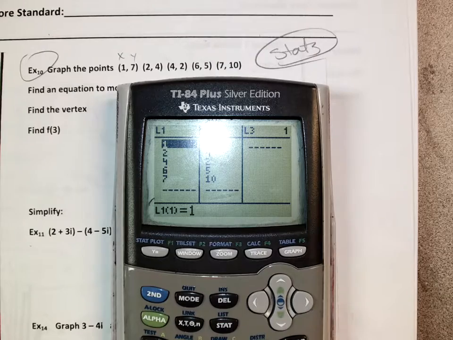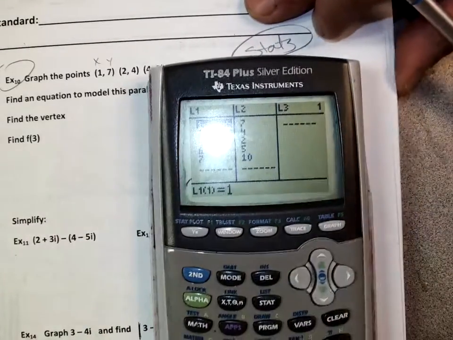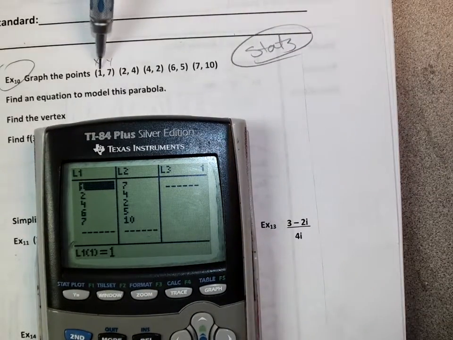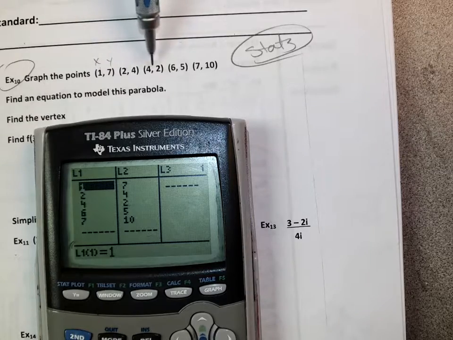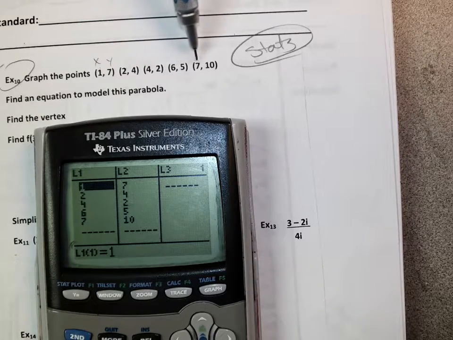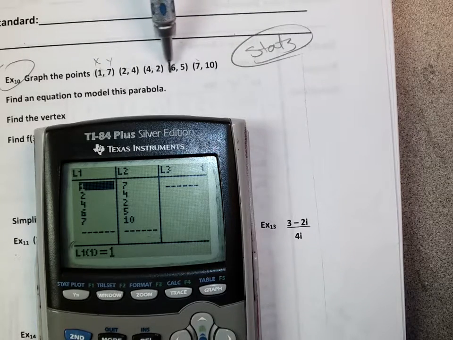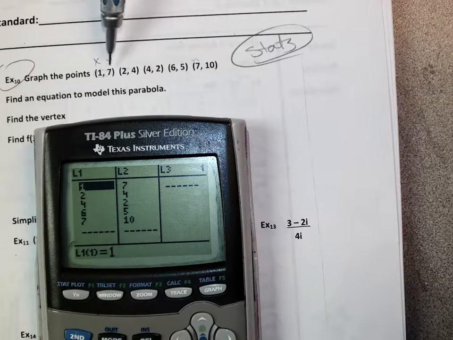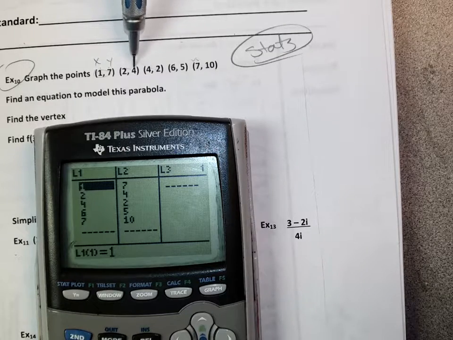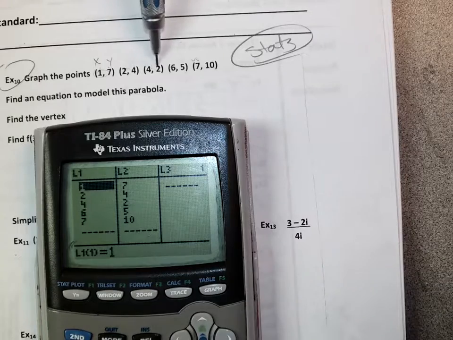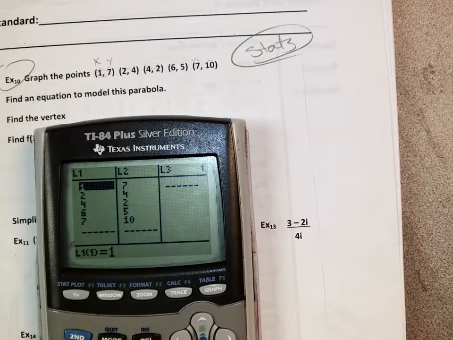So I already did this for the first period, or second period. And I just put in my list. In my list, I put the 1, 2, 4, 6, and 7. I put in those for list 1, right? The X's go into list 1. And then I put in the 7, 4, 2, 5, 10, and for the Y's, which are list 2, okay? So go ahead and put those in.